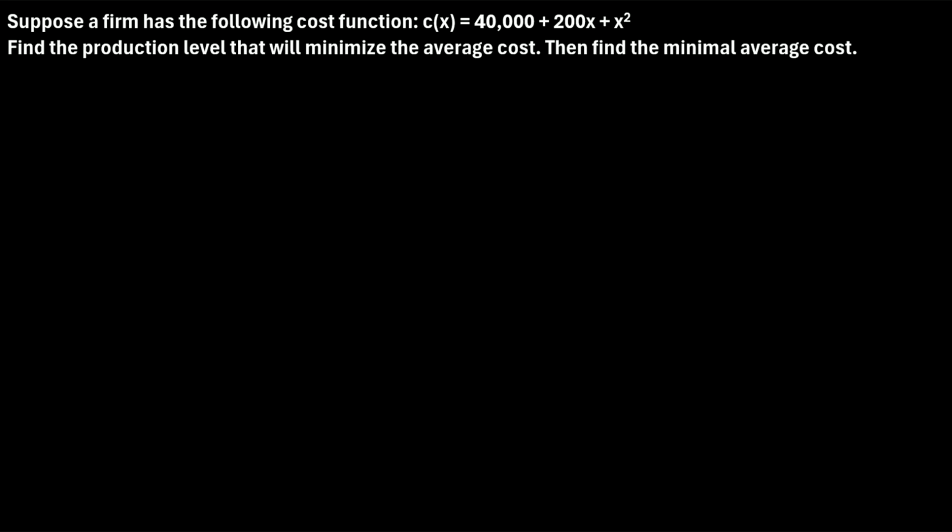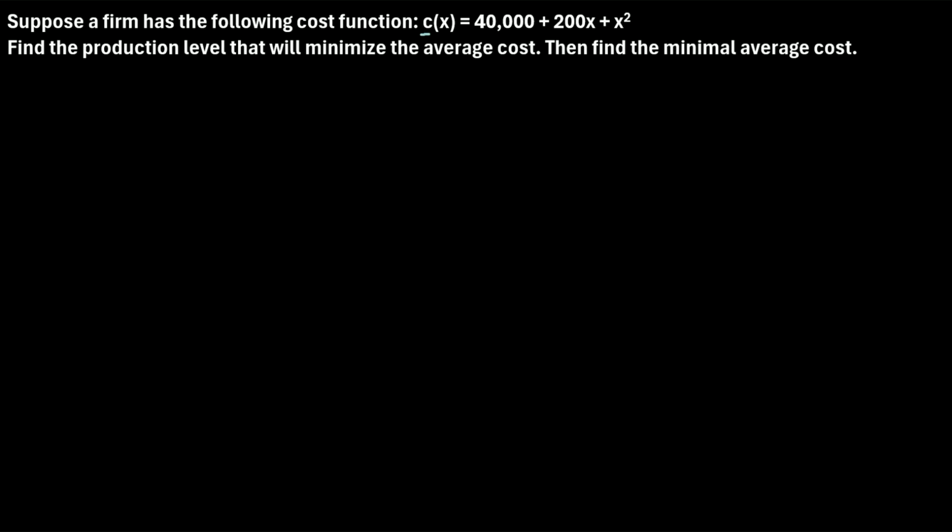In this video, I will explain how to find the average cost function along with the minimal average cost. So let's jump into an example. This says, suppose a firm has the following cost function. C of x is equal to 40,000 plus 200x plus x squared. Find the production level that will minimize the average cost, then find the minimal average cost.